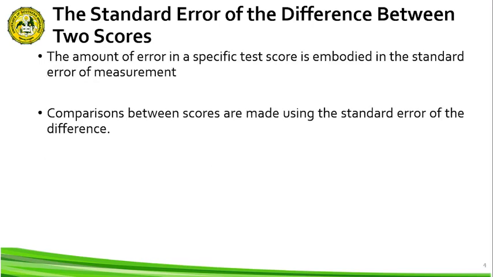So, the amount of error in a specific test score is embodied in the standard error of measurement, but scores can change from one testing to the next for reasons other than error. So, comparisons between scores are made using the standard error of difference, a statistical measure that can aid a test user in determining how large a difference should be before it is considered statistically significant.